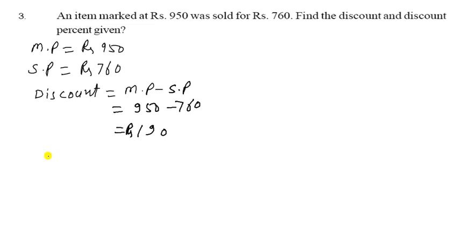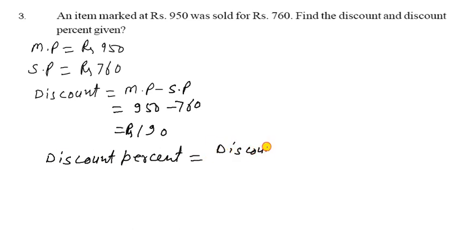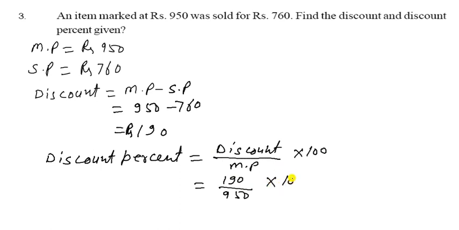Now find the discount percent. So that is the discount upon mark price into 100. So discount is given as 190, mark price is 950, into 100. So 0 will be cancelled out. 19 5 times here, and 5 1 times 5, 5 2 times 10. So that one is 20%. So that is your answer.